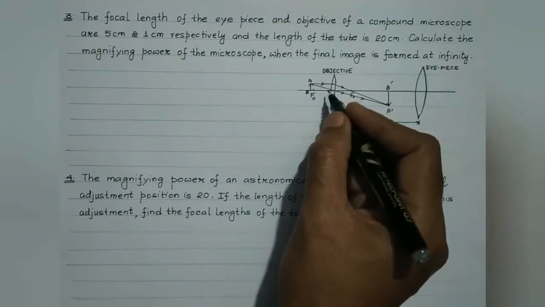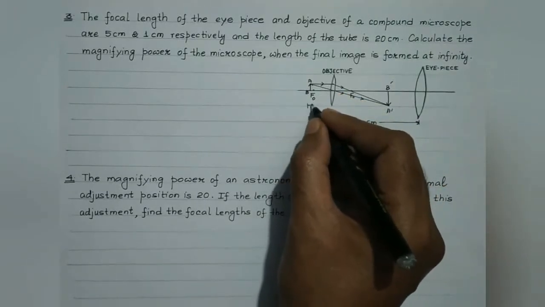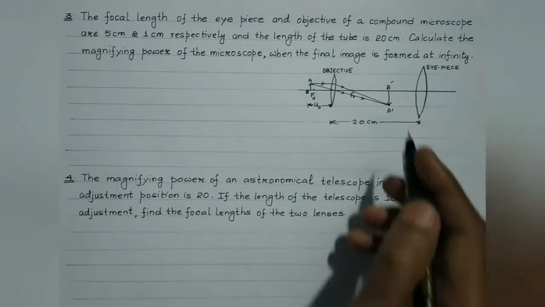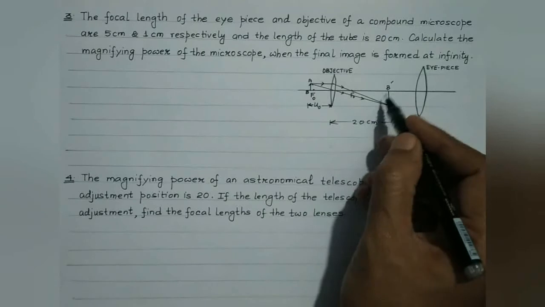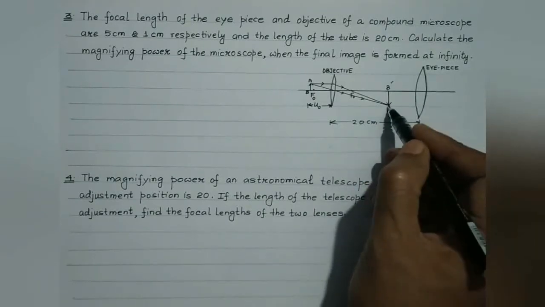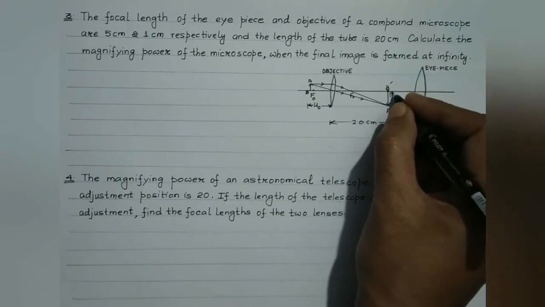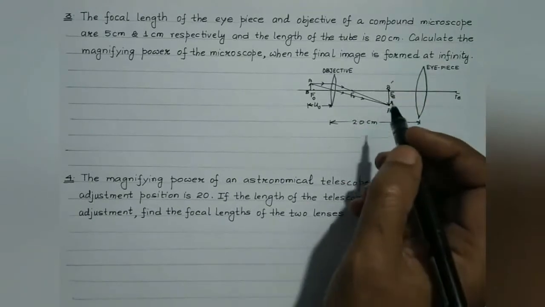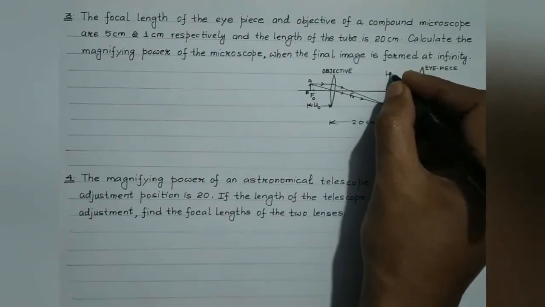And the object distance, let us represent it by U0. It is not given. Now students, look, it is given that the final image is formed at infinity. A dash B dash will act as an object for the eyepiece, and the final image will be formed at infinity only if A dash B dash lies at the focus of the eyepiece. So this must also be the focus of the eyepiece. And the focal length of the eyepiece is given to be 5 centimeter, right?